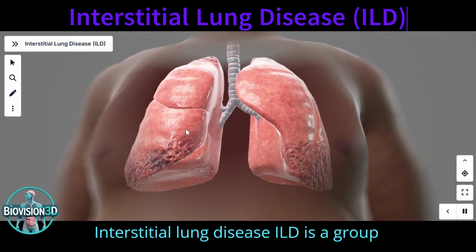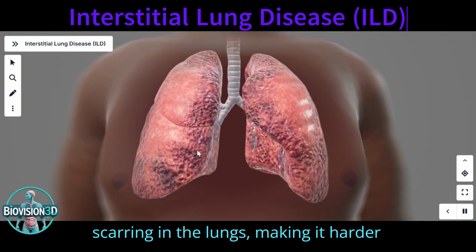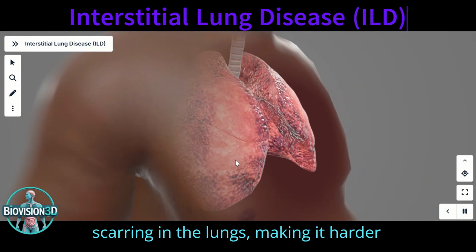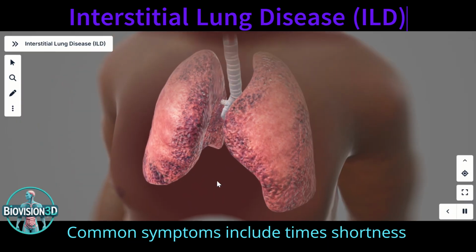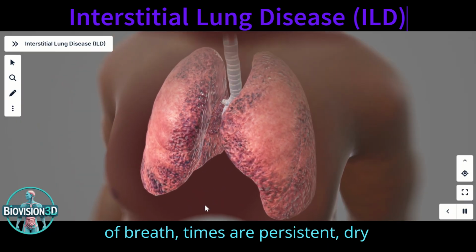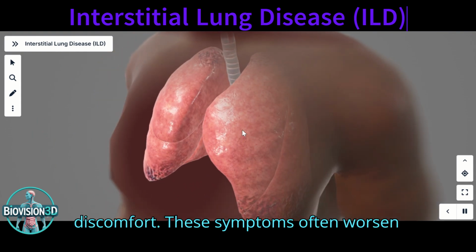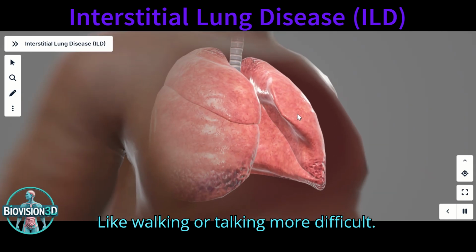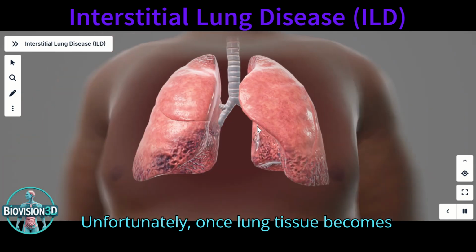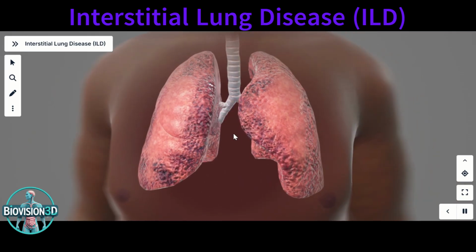Interstitial lung disease, ILD, is a group of disorders that cause inflammation and scarring in the lungs, making it harder for oxygen to move into the bloodstream. Common symptoms include shortness of breath, a persistent dry cough, fatigue, and chest discomfort. These symptoms often worsen over time, making everyday activities like walking or talking more difficult. Unfortunately, once lung tissue becomes scarred, the damage is usually irreversible.